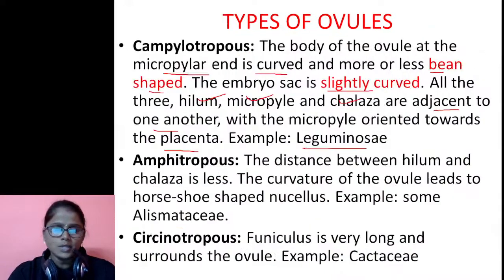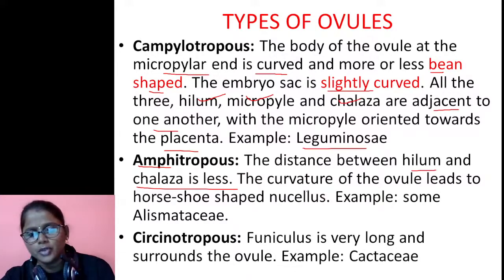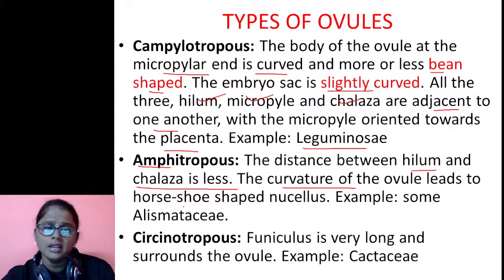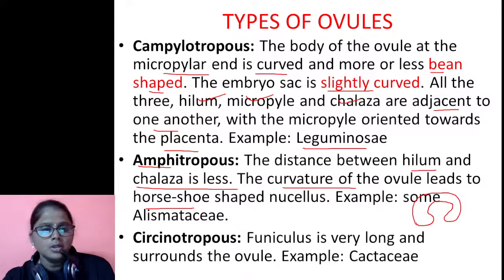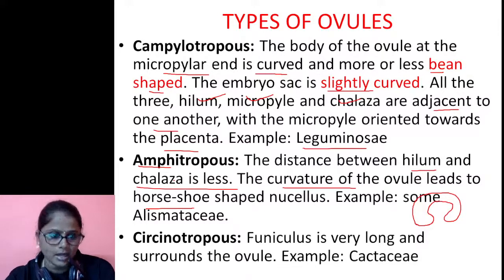Okay, and the next one is the amphitropous. Amphi, you know, means it has both characters. So the distance between the hilum and the chalaza is very small. The curvature of the ovule will be clearly exhibited, and it looks like a horseshoe shape. It looks like this, this is the horseshoe shape. So the amphitropous will have a very small distance between the hilum point and the chalaza, and you could see the horseshoe shaped structure.